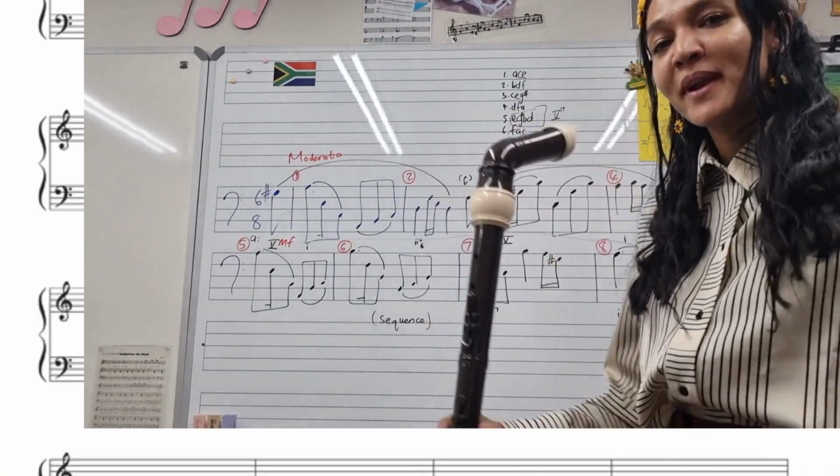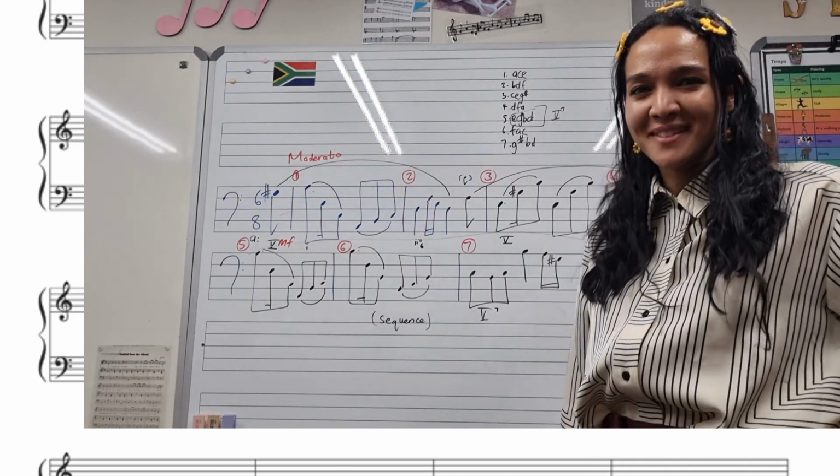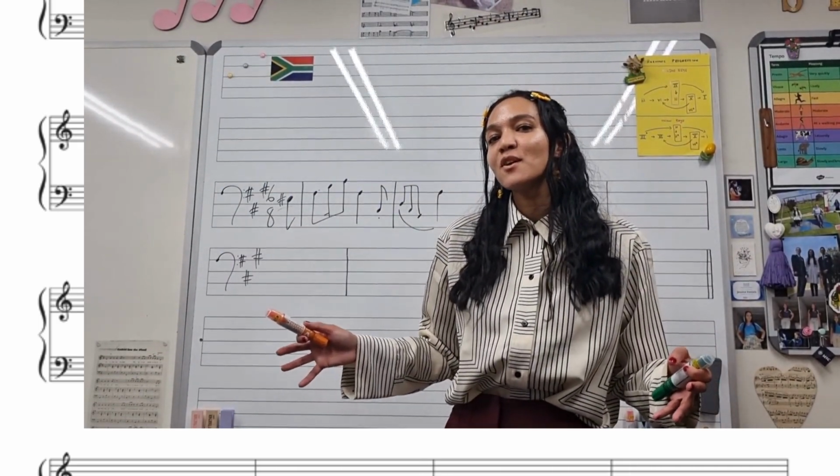So I did not have a bassoon, but I have a bass recorder, so there we go. That would give you 10 marks there. So now we're moving on to example number 2.